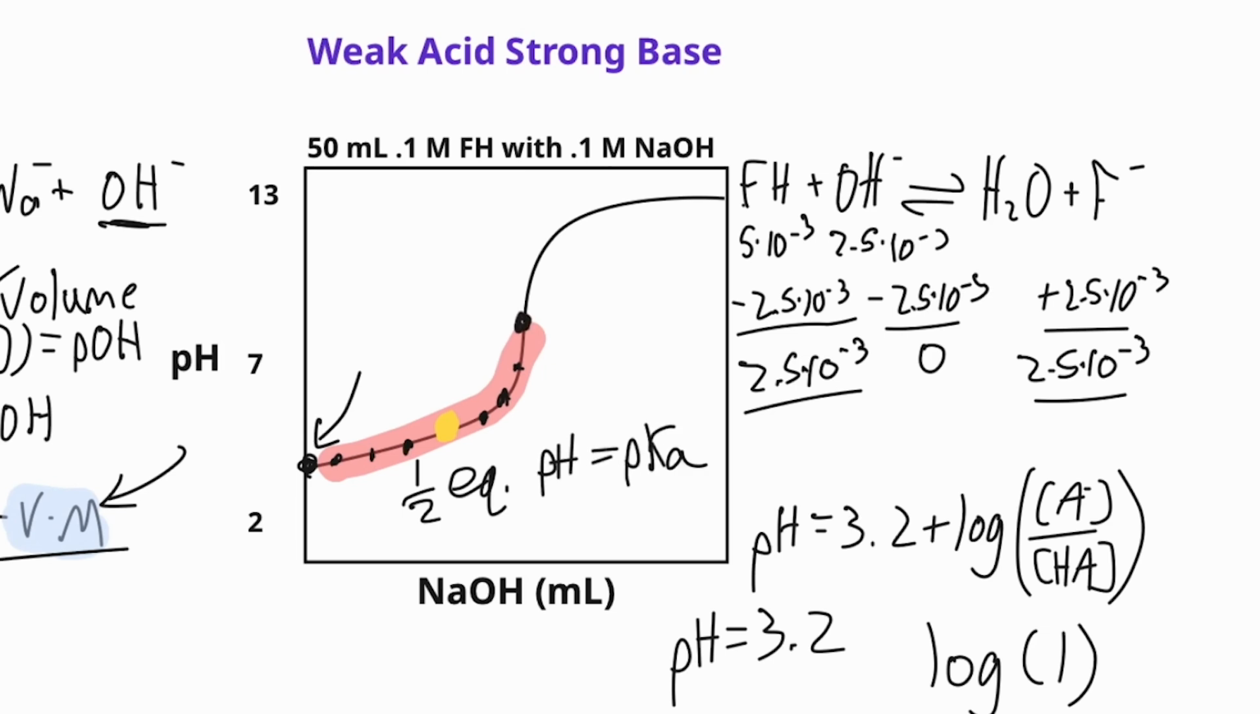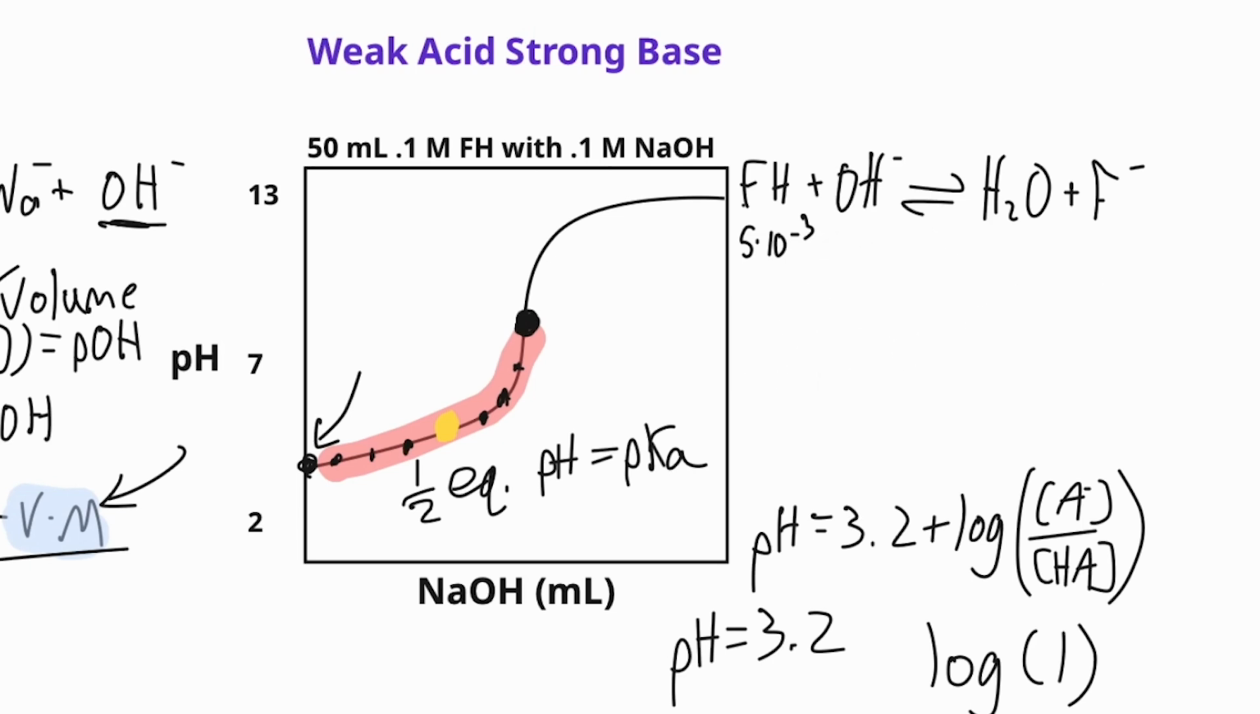Now let's look at what happens at the equivalence point. The same reaction is happening where the OH minus is reacting with the FH. Only this time we have added the same amount of OH minus that we had of FH. That will completely react with all of the FH and we'll be left with 0 FH and 0 OH minus, and we created 5 times 10 to the negative 3 moles of F minus.